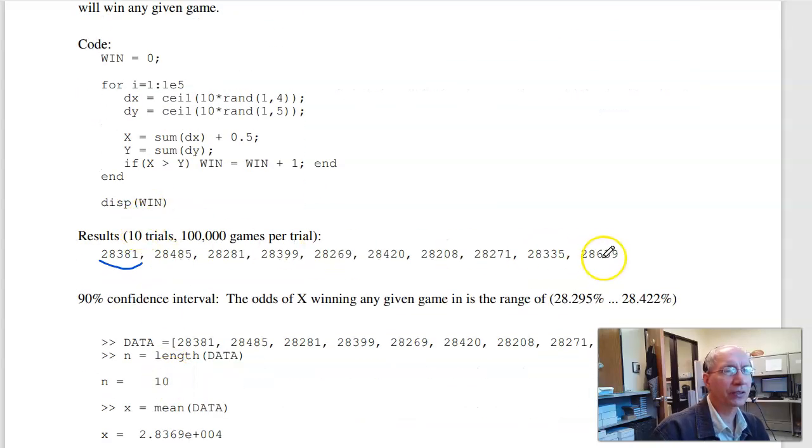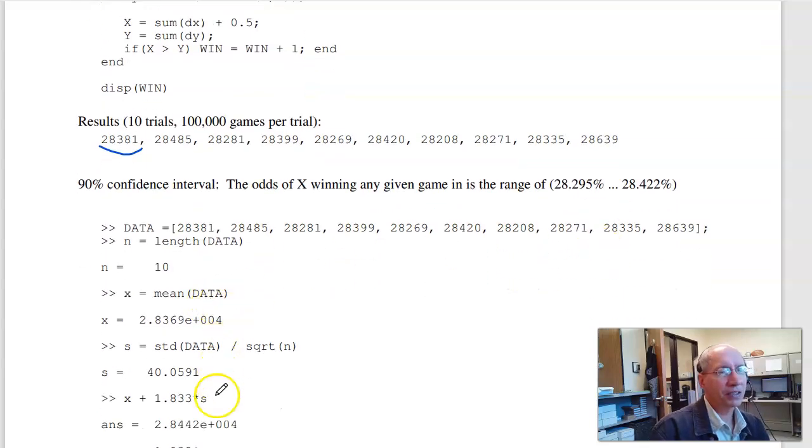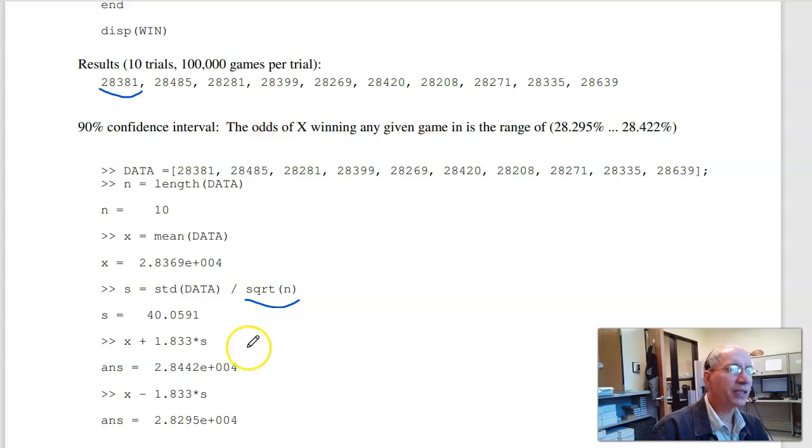I ran 10 trials. Once I have 10 trials, I can find the mean, find the standard deviation. In this case, I want to find the population's average, so I do divide by the square root of n for the standard deviation. That tells me that the actual odds of X winning is somewhere between 28.29% and 28.42%, with a probability of 0.9. So that's the actual number I'm looking at. Now, to do that, I actually roll the dice 1 million times.